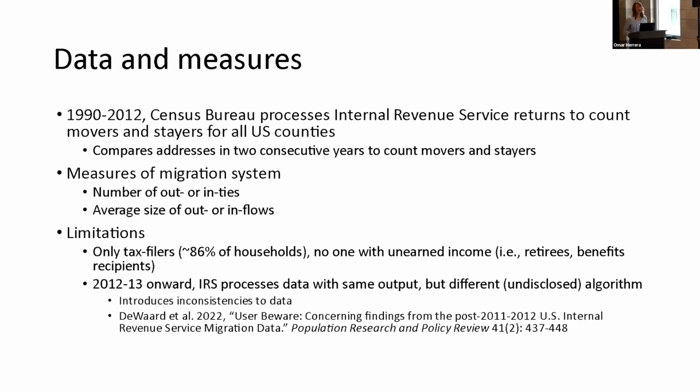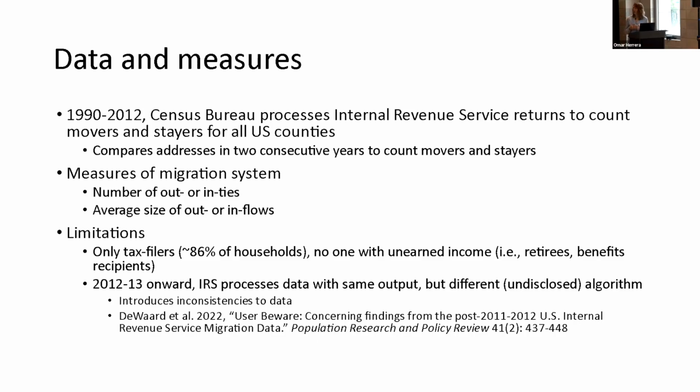So one of the limitations of this data is that it only counts tax filers, which is about 86% of all households in the United States, and it's not a random sample. It would exclude any household that does not have earned income. And that would mainly be retirees and people whose income is obtained just from benefits. So mainly those would be older folks and very low income people. So there's that bias in this data set.